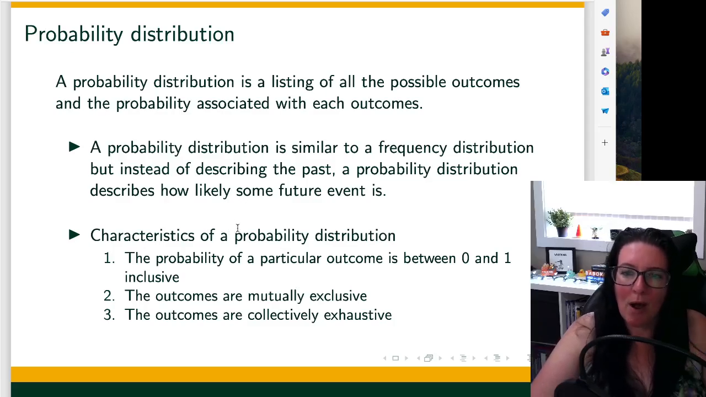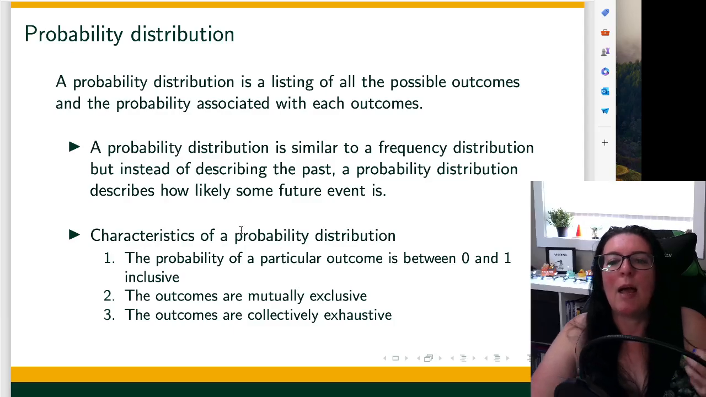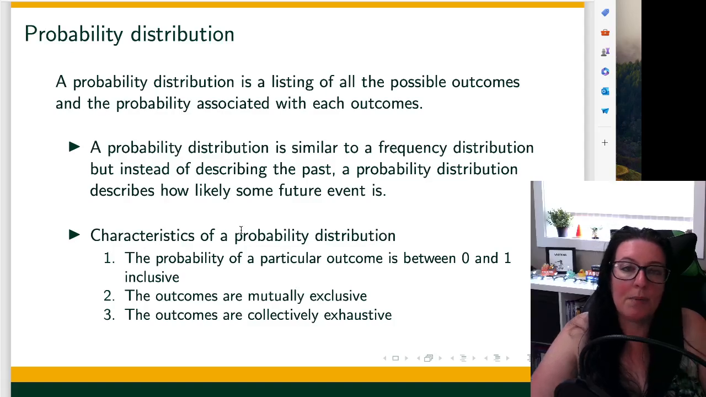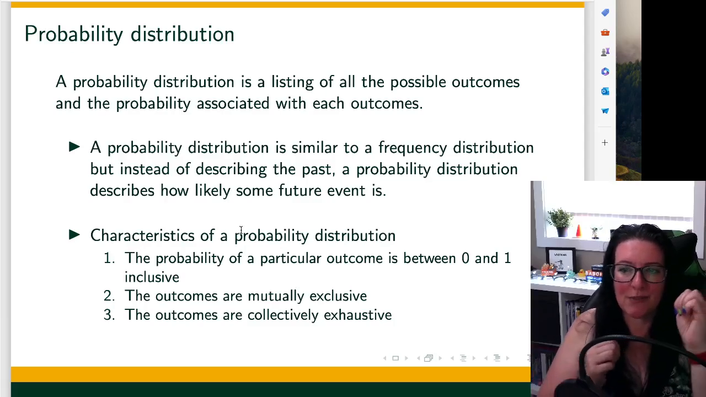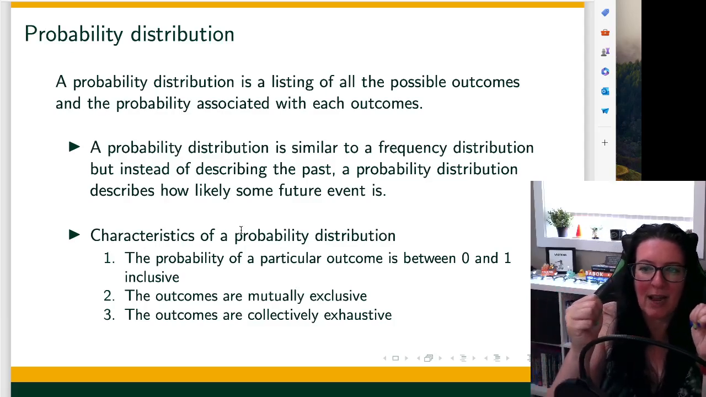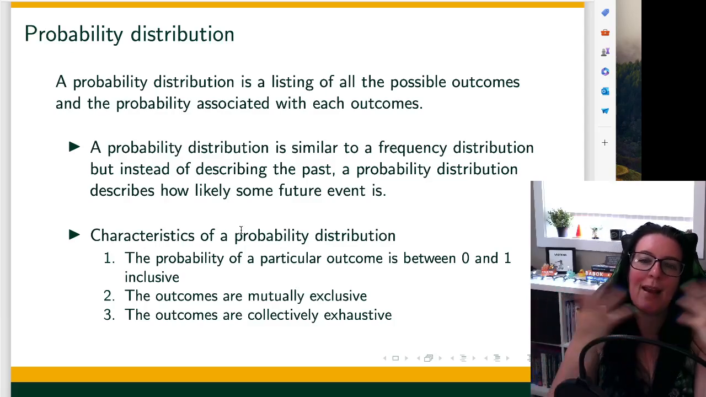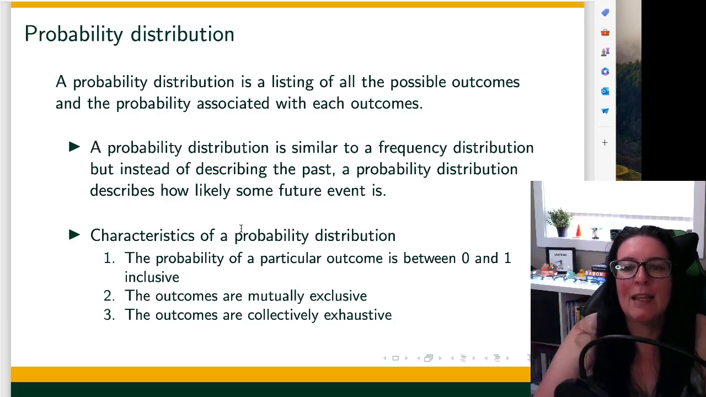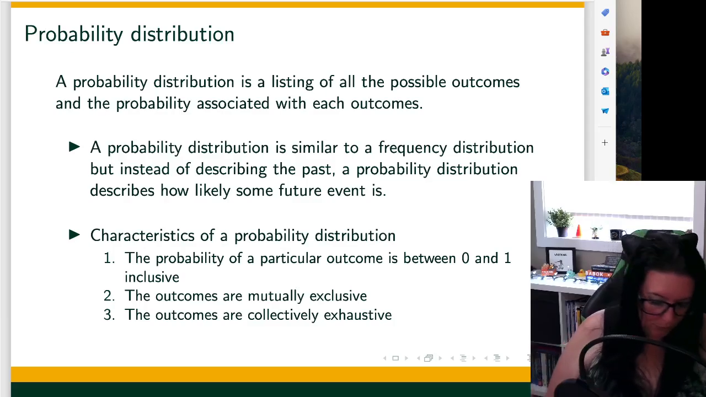Now, a probability distribution has 3 characteristics. The probability of a particular outcome has to be between 0 and 1. So either there's no chance of it happening, 100% chance of it happening, or something in between. You can't have more than 100% chance of something occurring. The outcomes are also mutually exclusive. What we mean by mutually exclusive is that if you fall in one category, you don't fall into another.